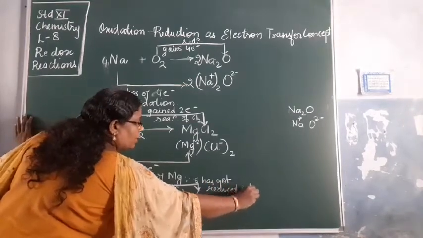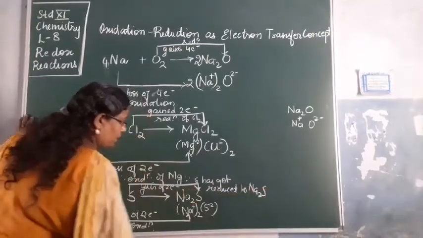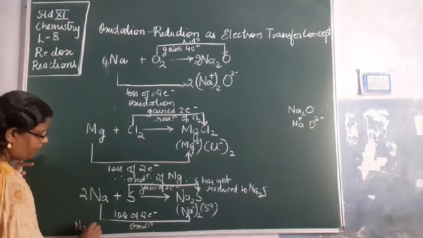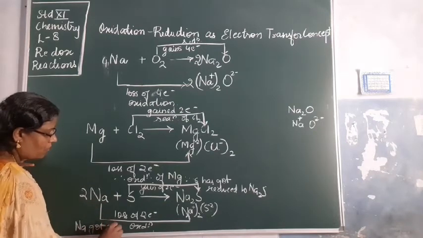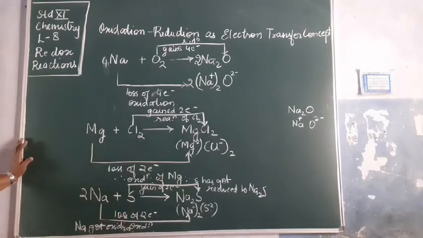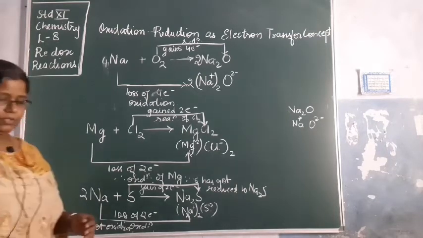Therefore sulfur has got reduced to Na2S, ऐसे बोलते हैं. और यहाँ पे सोडियम got oxidized. सोडियम got oxidized, इस तरह लिखते हैं. I hope it is clear. Okay. So this is how you can understand oxidation and reduction as electron transfer concept. Okay. Note it.